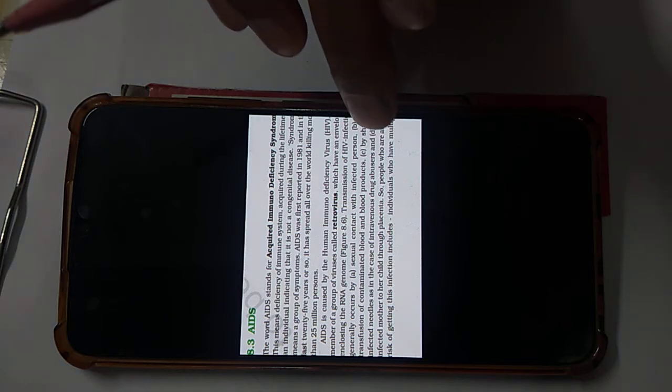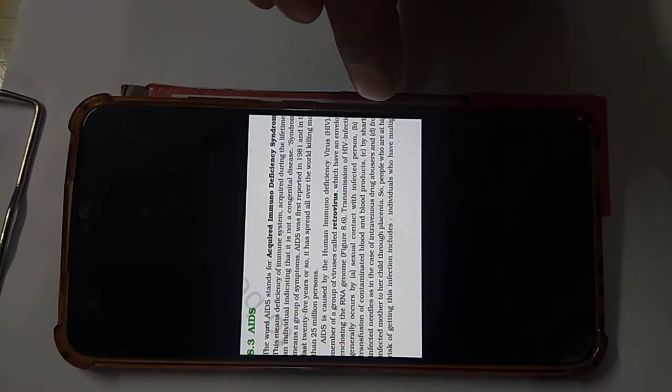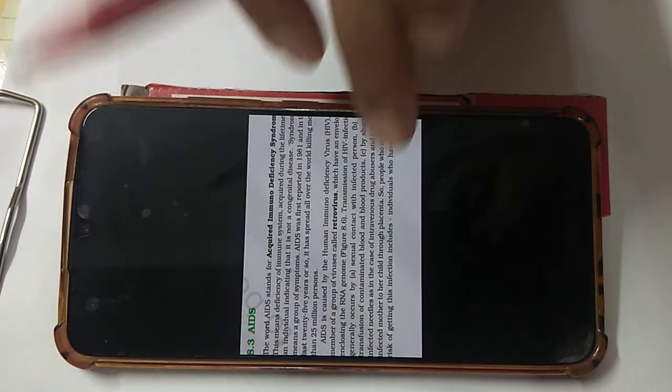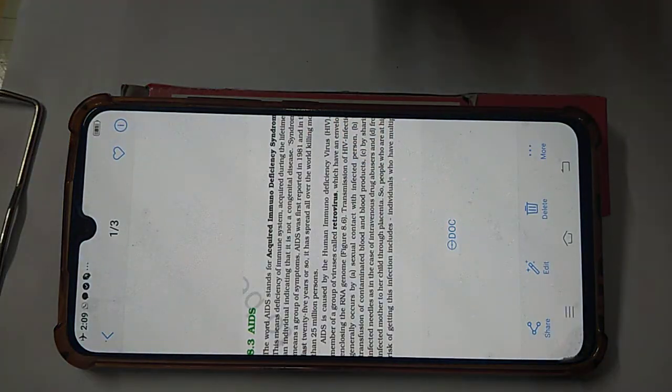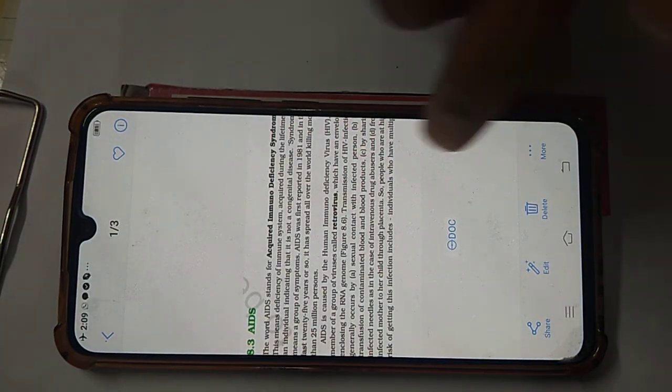Now, why is it called a retrovirus? It is called a retrovirus because of the genetic material. A virus has a protein coat and a genetic material. That is the simple structure of any virus. The genetic material in case of HIV is RNA. RNA is a primitive molecule compared to DNA. So those viruses which have RNA as the genetic material are called retroviruses. Let us have a look at the structure.